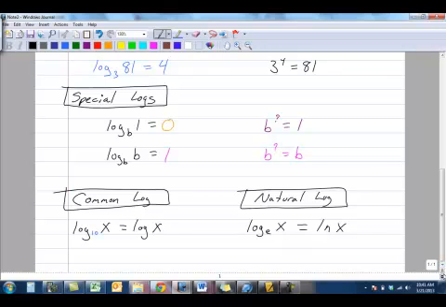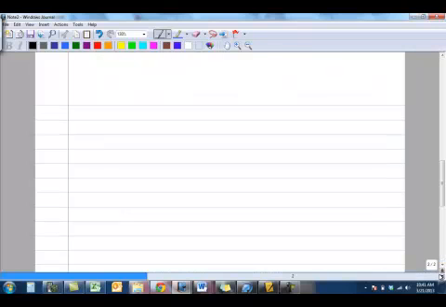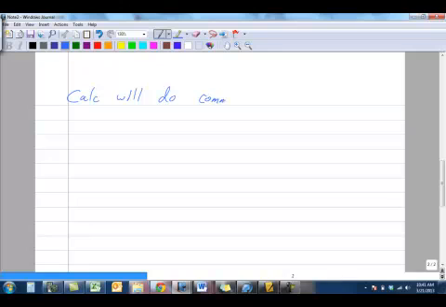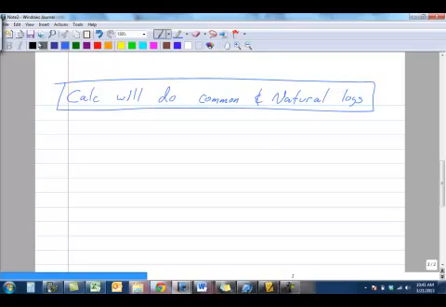All right, that brings us to page 2. Now here's what's nice. The calculator will do common and natural logs for us.